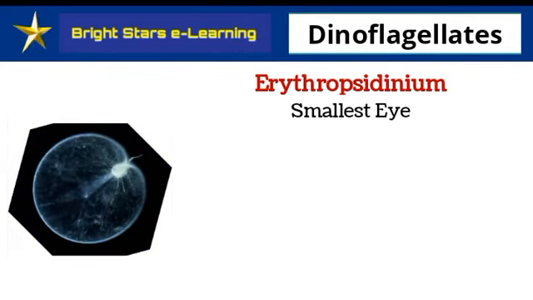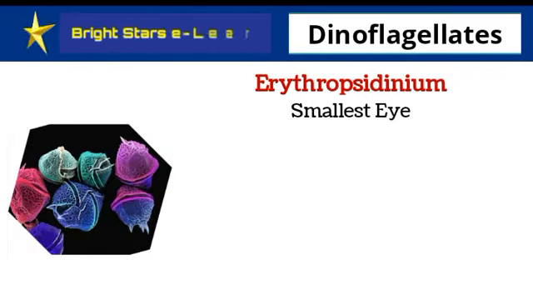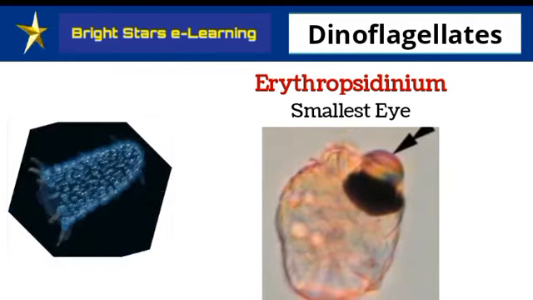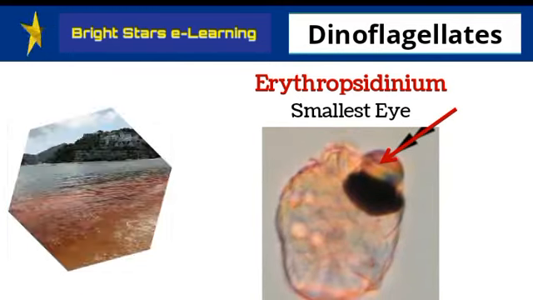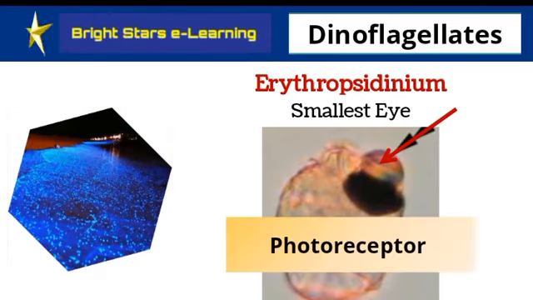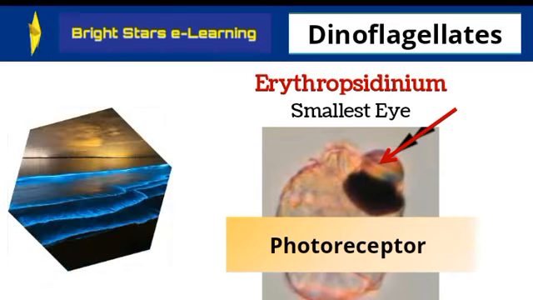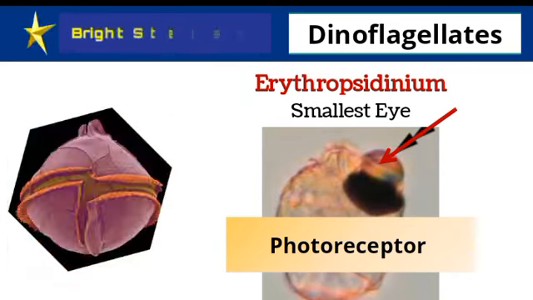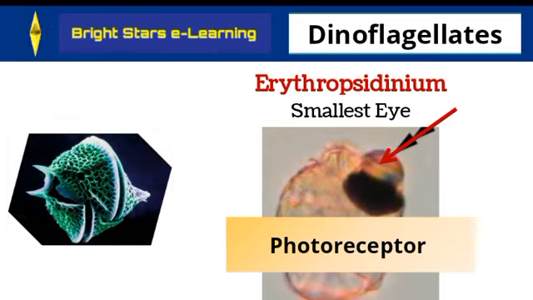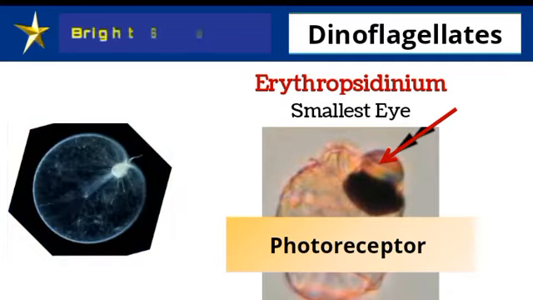Erythropsidinium is one of the most important species of dinoflagellates, which is famous for having the smallest eye in the animal kingdom. So this is the eye, you can see, a photoreceptor organelle. That means just like our eyes, this structure absorbs sunlight and makes the cell move towards other microorganisms.